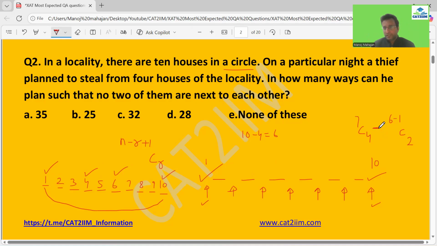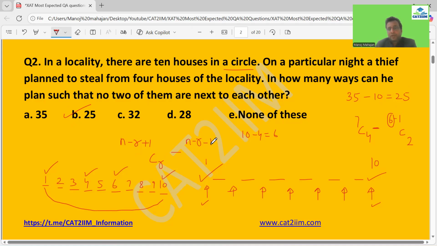So what is the value? 7C4, we already calculated, is 35. 5C2 would be nothing but 10. So what do I get is 25. If you got the answer 25, that is the correct answer. Let's make the result also. N minus r plus 1 C r was the answer when it was in a straight line. What we have to subtract from here is, if you look at this number 6, how did we get that? N minus r, that is 10 minus 4, that is 6.